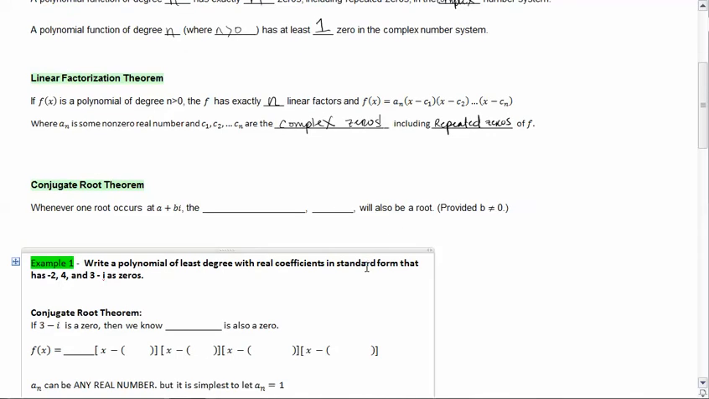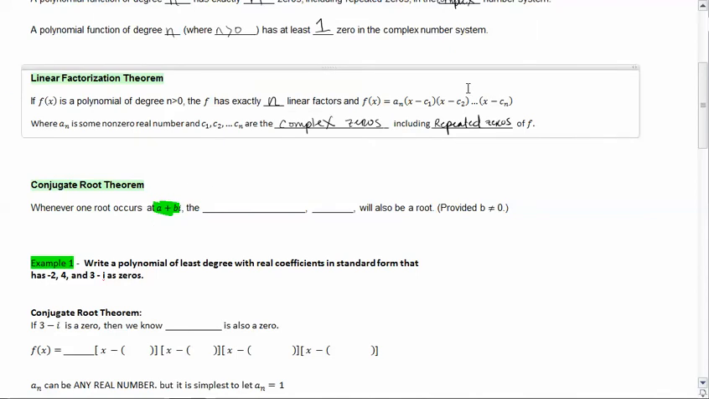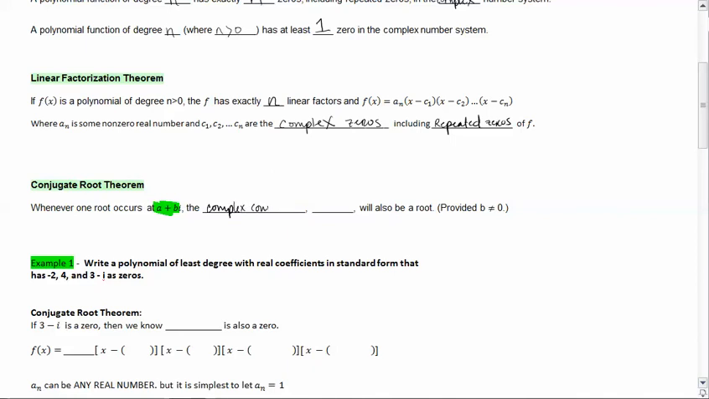So the conjugate root theorem says that whenever we have one root at a plus bi, then we're also going to have the complex conjugate. What's the complex conjugate of a plus bi? It's a minus bi. That's also going to be a root. So anytime you have one root at a plus bi, the complex conjugate, a minus bi, is also a root. Okay, let's look at an example.